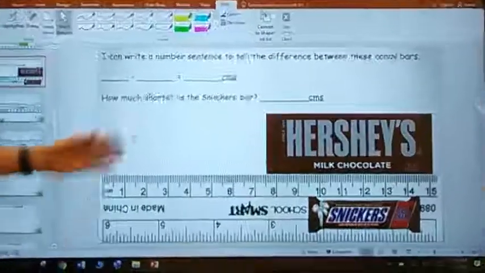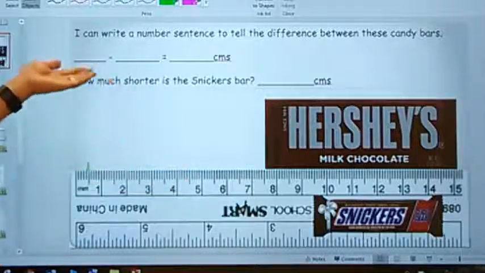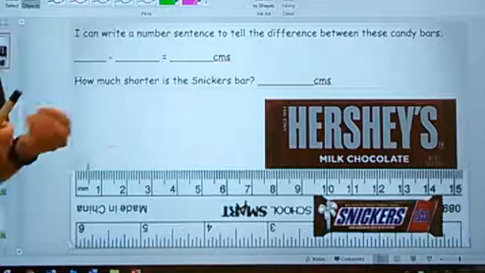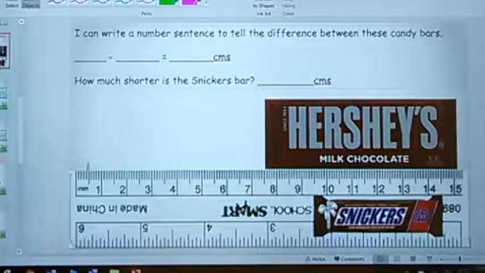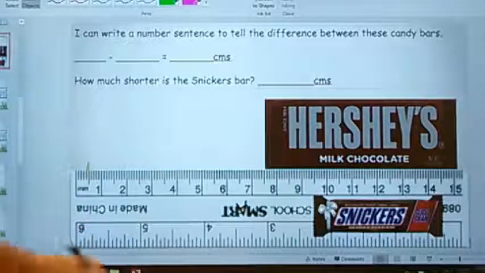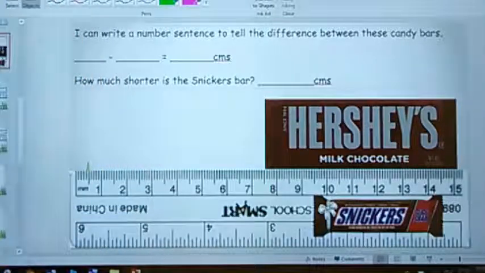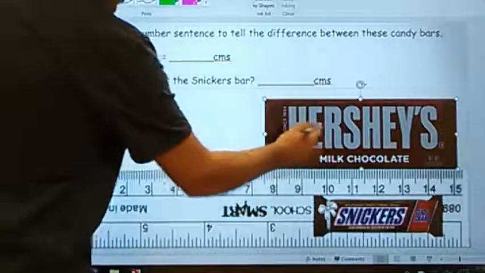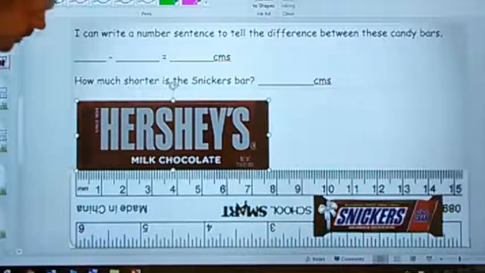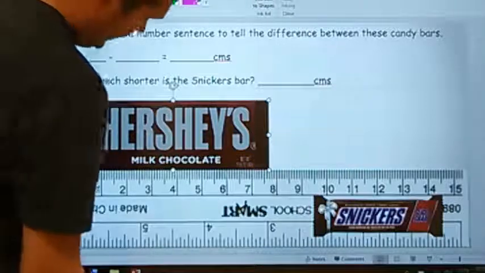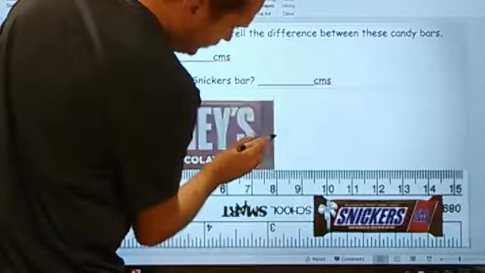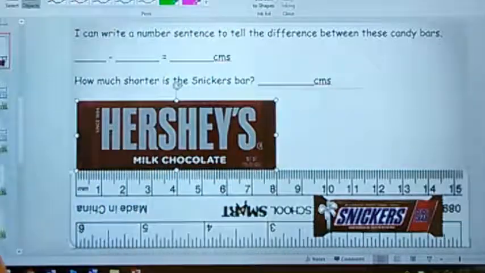So now we have Hershey bars that we're going to take a look at. We're going to do the same thing. I can write a number sentence to tell the difference between these candy bars. Okay, so I'm going to say blank minus blank equals blank centimeters, okay? So I need to find out some information here. I need to first measure these different objects. So I can see here that the Hershey's bar is roughly, let's go ahead and move it to 8 centimeters.